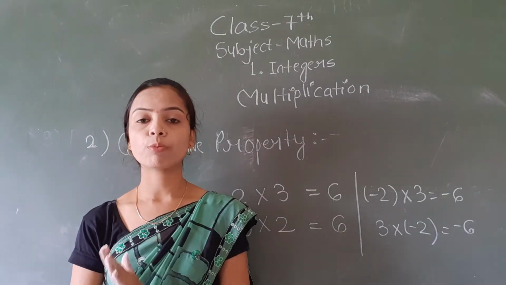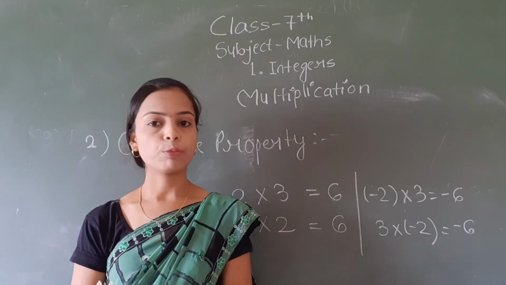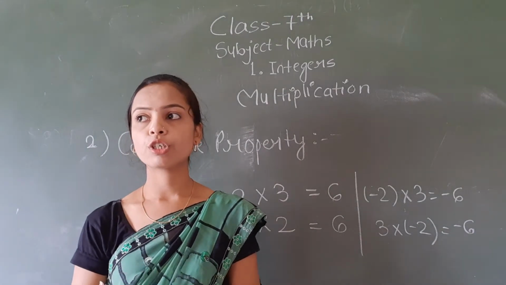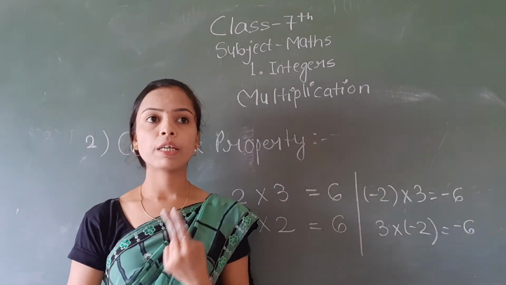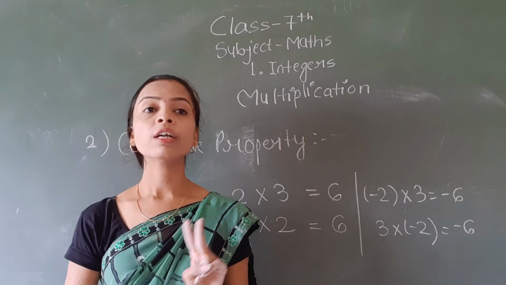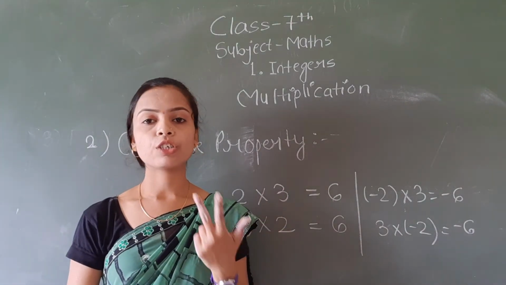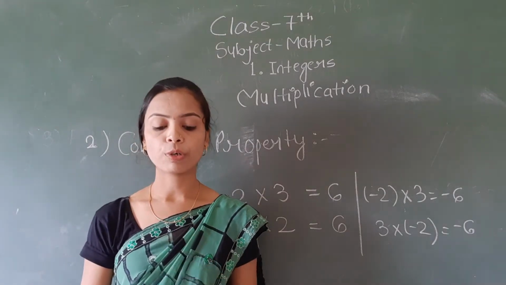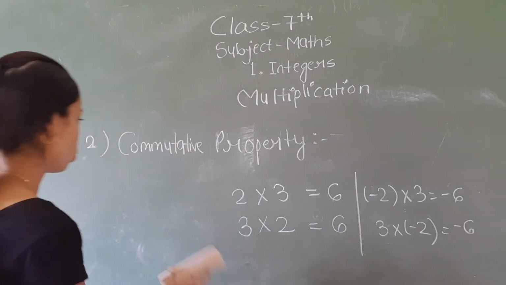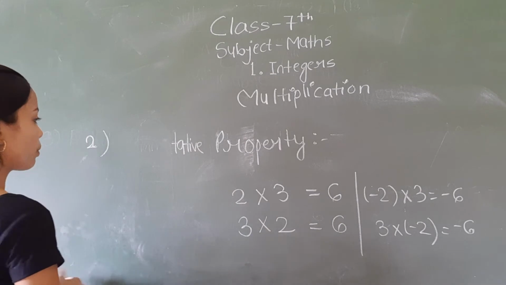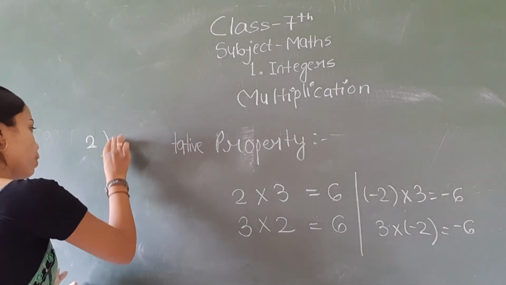That means closure property follows, commutative property also follows. What is commutative property? If you change the place or the order of your integers, the product of that multiplication doesn't change. That means commutative property holds. Now the third property is the associative property.